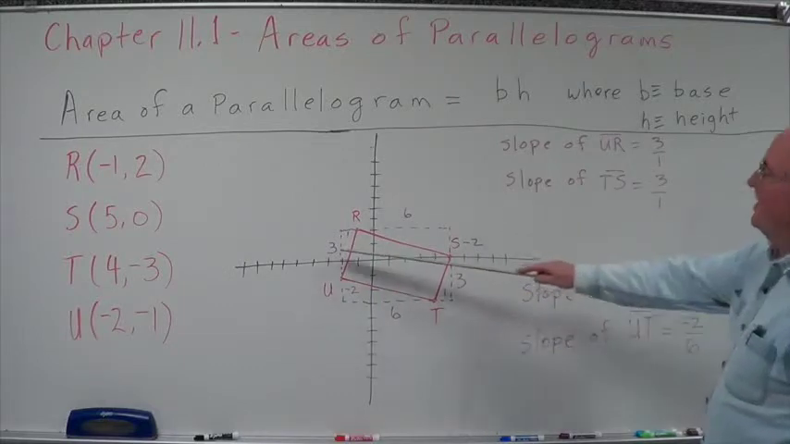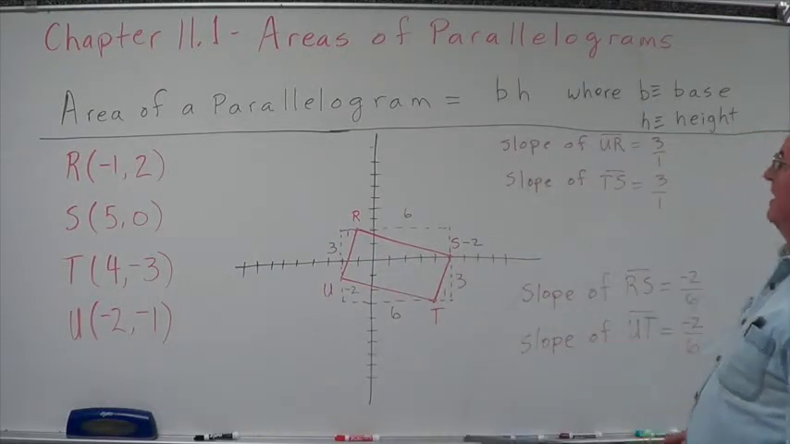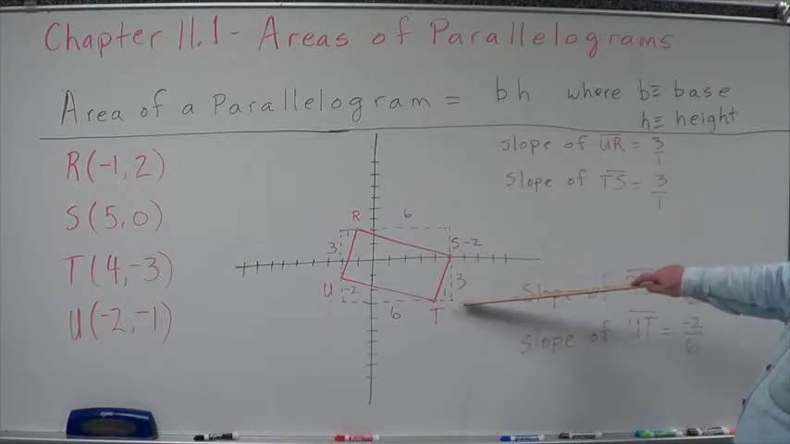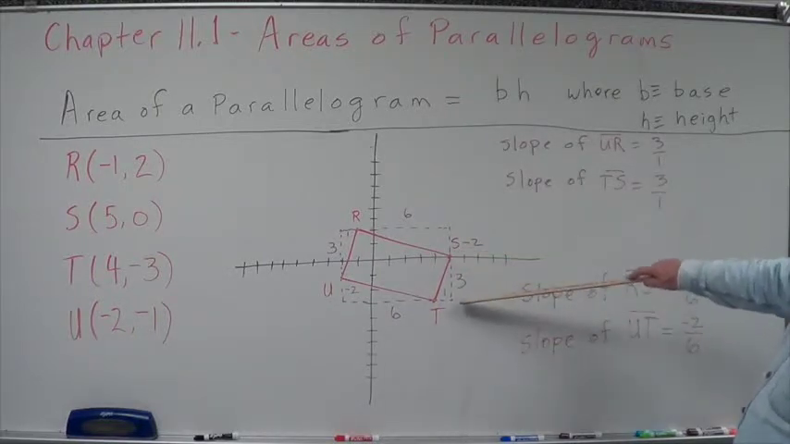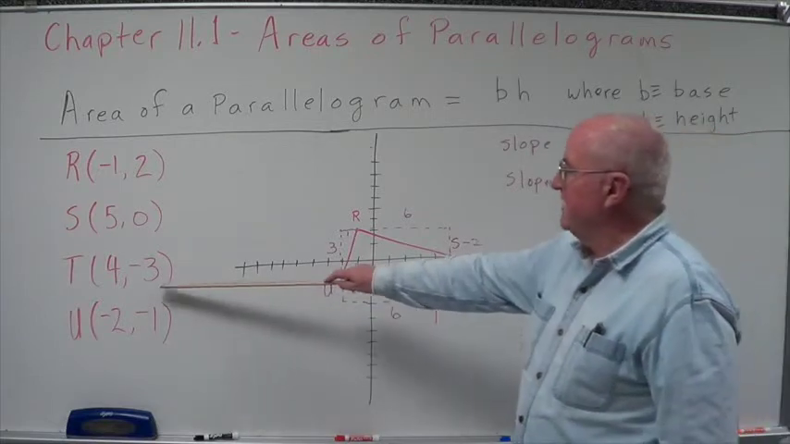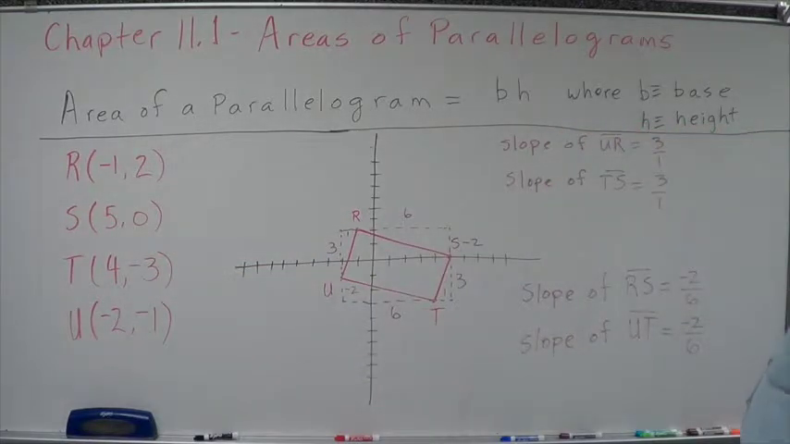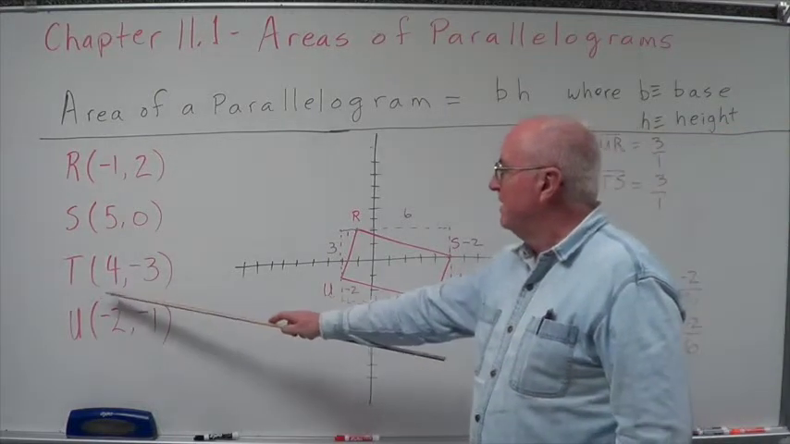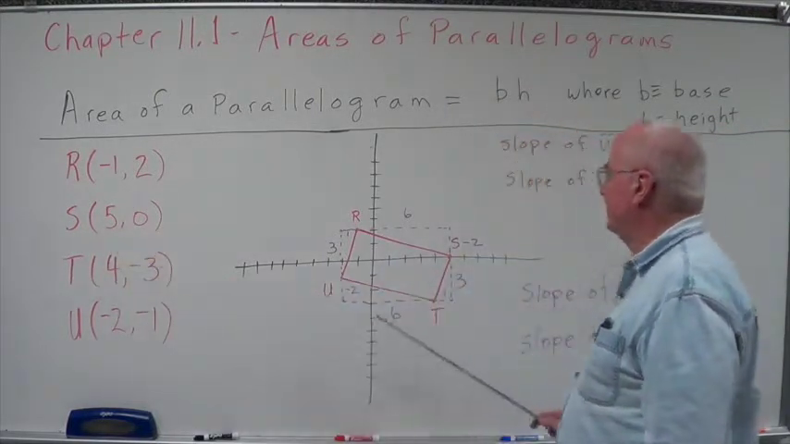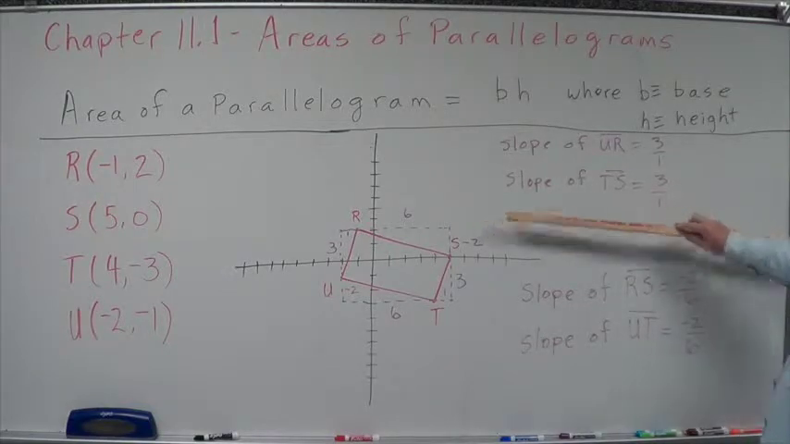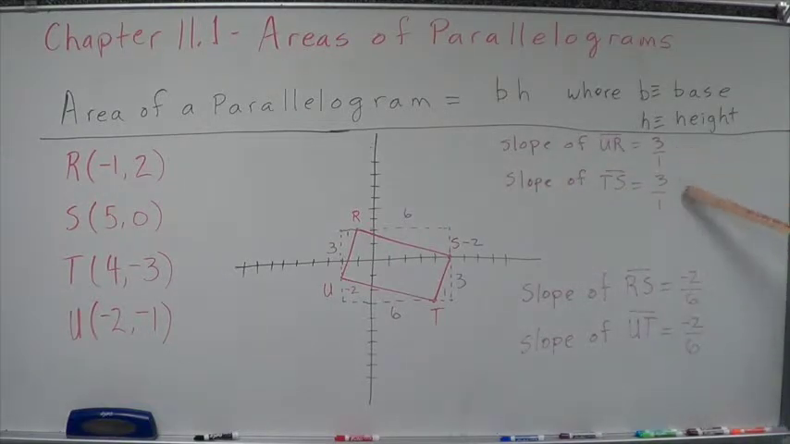Let's look at the slope of the opposite side, or what we think is the opposite side. So what is the rise between T and S? Well, it goes from -3 to 0. Well, that's going up 3, positive 3, isn't it? Well, what's the run from 4 to 5? That's a positive 1. So the slope of segment TS is 3 over 1. Well, wow, those two have equal slope. What does that tell us about those two?